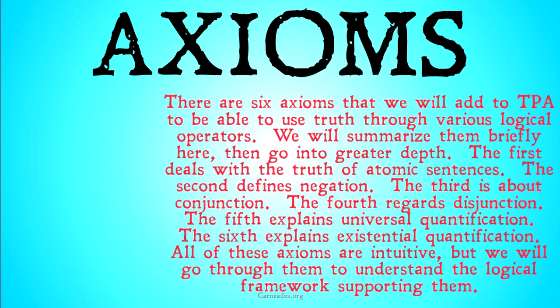The first deals with the truth of atomic sentences. The second defines negation, and deals with truth coming in and out of negation. The third is about conjunction. The fourth regards disjunction. The fifth explains universal quantification, and the sixth explains existential quantification.